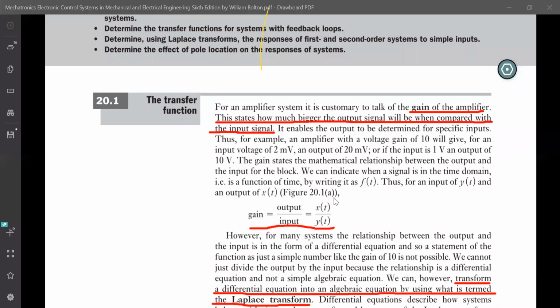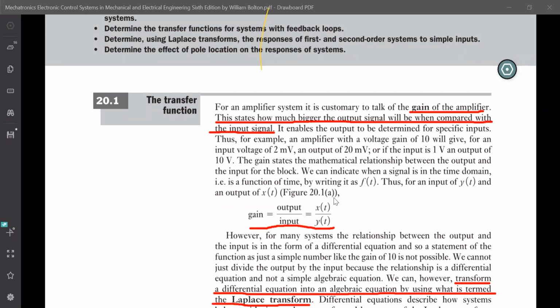So why do we need the transfer function? Okay, we talk about the gain of the amplifier. The gain of the amplifier is how much bigger the output signal will be when compared with the input signal. If the output and the input are both numeric, like if I say the voltage gain is 10, and I give an input voltage of 2 millivolt, then definitely with a gain of 10, I'm going to get 20 millivolt. Similarly, if the input is 1 volt and the gain is 10, then I'm getting 10 volt.